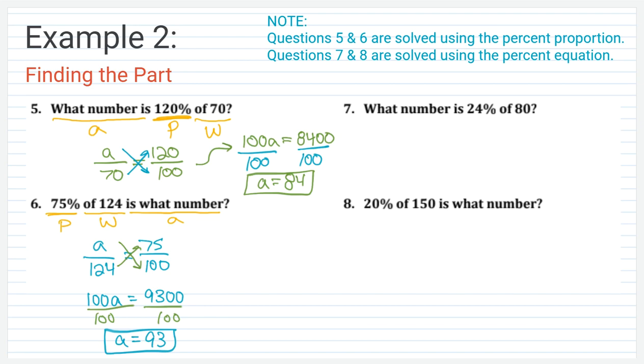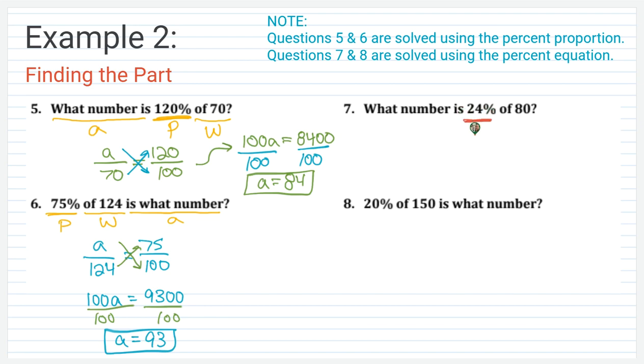So there's two examples using a proportion to find the part in a percent problem. We're going to take a look at these next two problems using an equation. Students tend to like using the equation a lot for these questions when you have to find the part, and you're going to see why in just a moment. So again, before we jump into setting up the equation, we actually need to identify what each variable is going to be. So on this question, what number is 24% of 80?